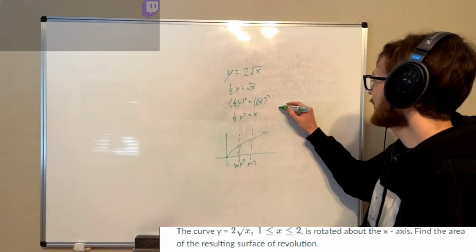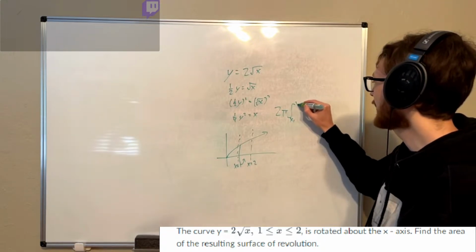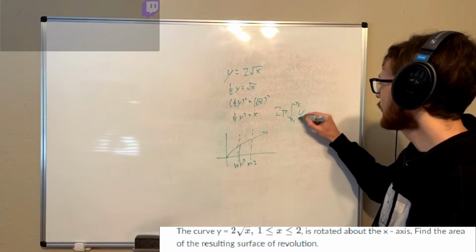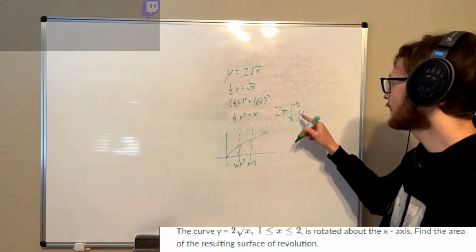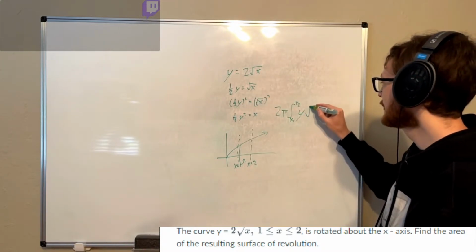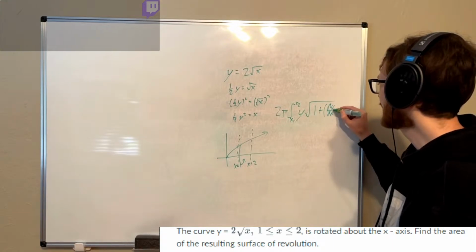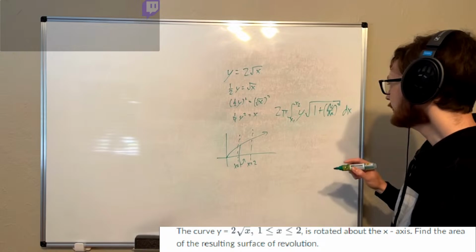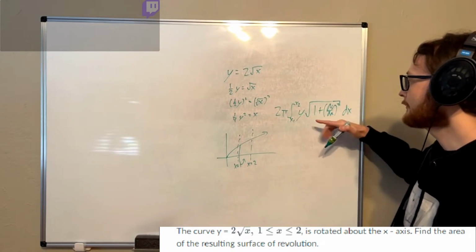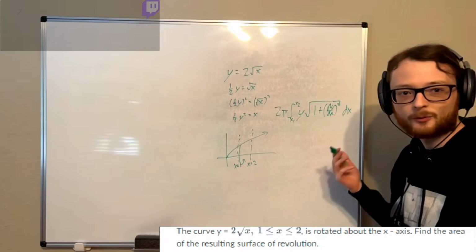The formula we want to rotate about the x-axis is 2 pi times the integral from x1 to x2 of y, which remember is a function of x, so we're going to plug in this formula here for y, times the square root of 1 plus (dy/dx) squared dx. So we're rotating about the x-axis, everything's going to be in terms of x, but the formula involves y just because that's how it's presented.